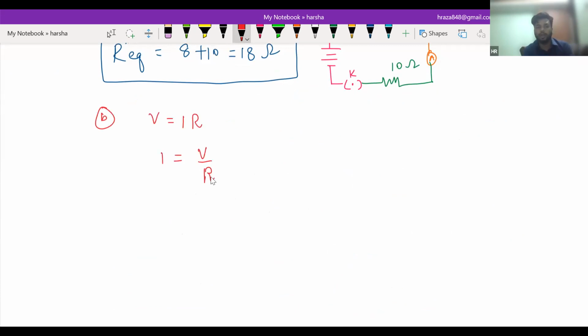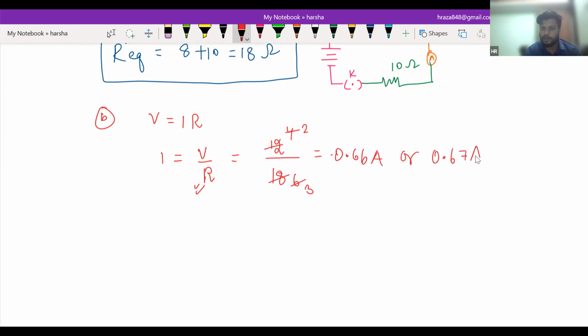Since we are going to find or calculate total current, we are going to put the value of R equivalent, total resistance. So since V is constant, that is 12, and R equivalent, that we just calculated as 18. So it will be cancelled by 3, and it will be equal to almost 0.666 ampere, or you can also write 0.67 ampere.